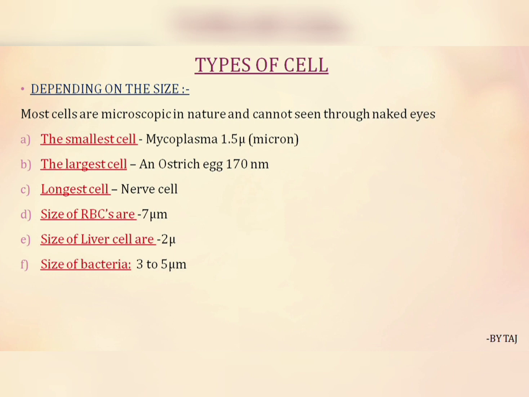Coming to another type, depending on the size, most cells are microscopic in nature and cannot be seen with naked eyes. With bare eyes, we can't see the cell. The smallest cell is the mycoplasma, which is 1.5 micron in length, and the largest cell is an ostrich egg. The longest cell is the nerve cell present in the human body. Size of RBCs is 7 micrometer. Size of liver cells is 2 micron. Size of bacteria is 3 to 5 micrometer.